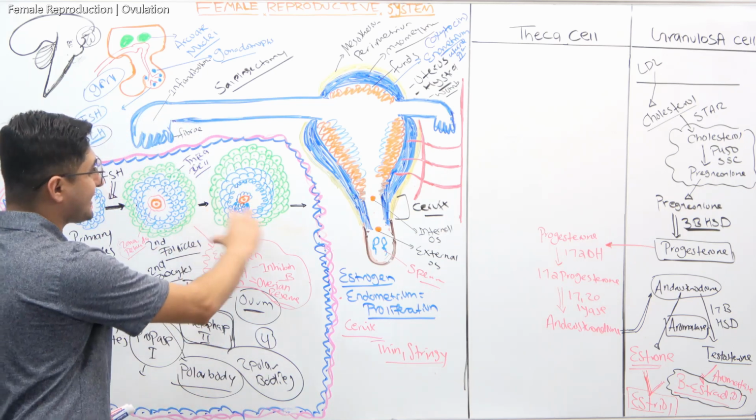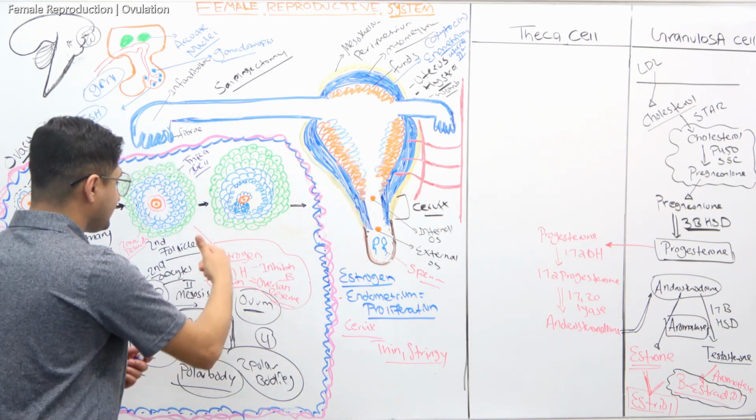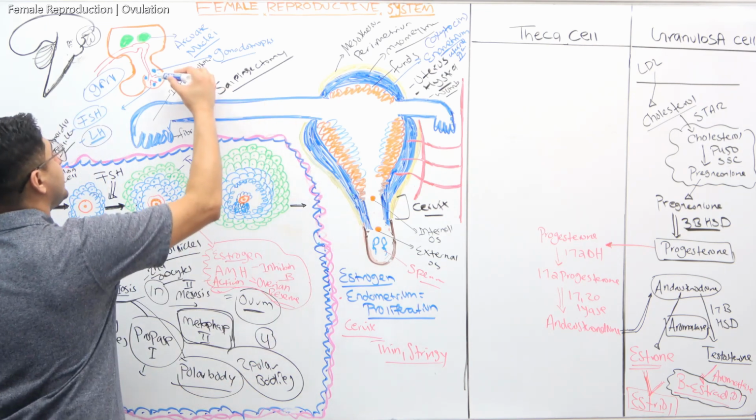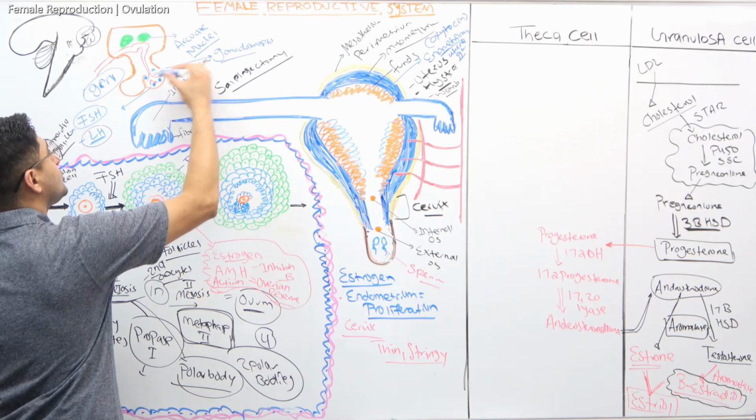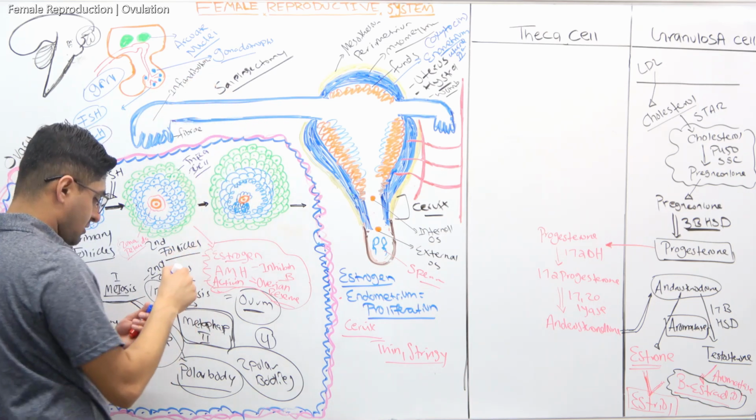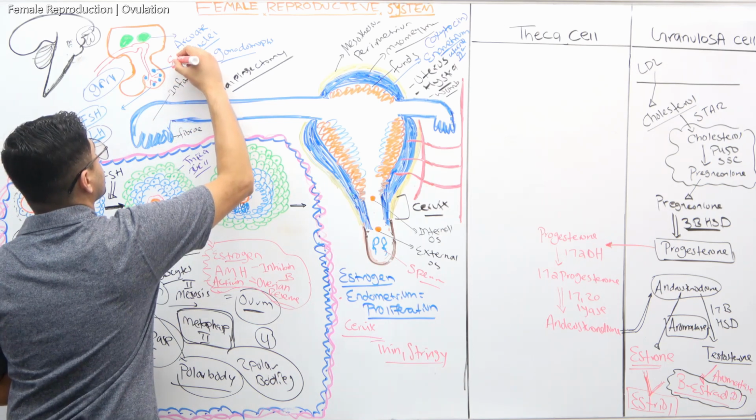Not only that, estrogen does more, because when the estrogen is going up, what is going to happen? Let's write it down here. Look, estrogen is going to go to the anterior pituitary. Let me just write it down. Look, estrogen is going to come here. Look, this is my estrogen, right?